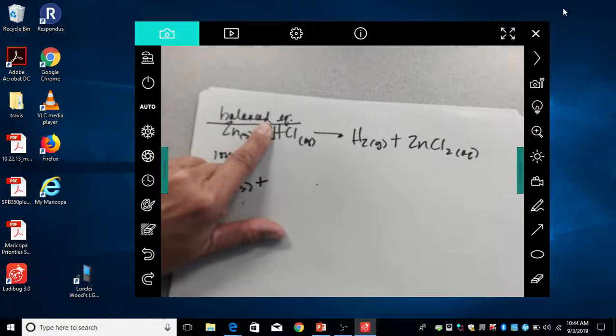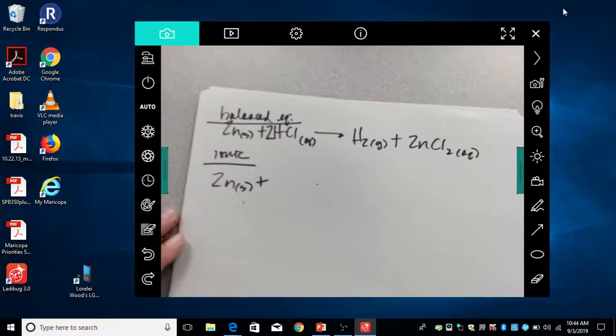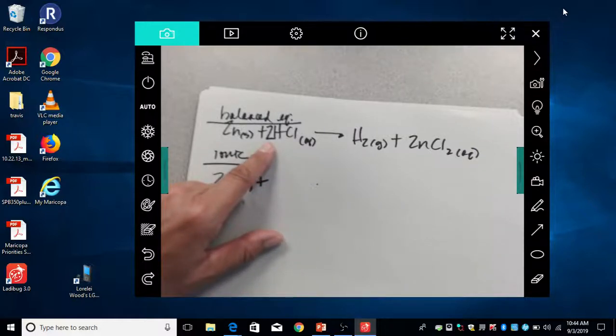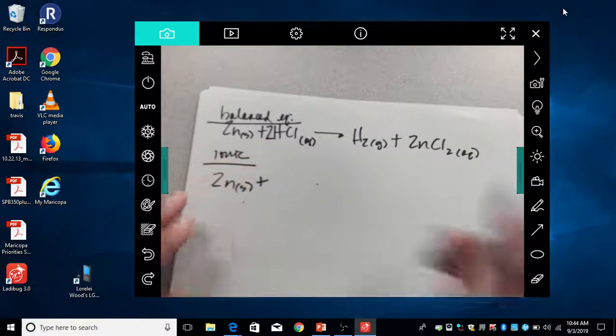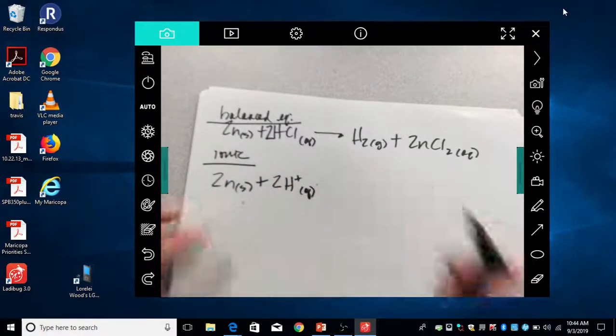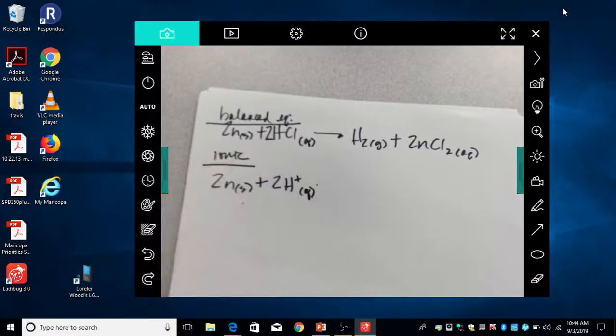I break up HCl, what am I going to get? H plus ions for sure, and what else? Cl minus ions. But if I break up 2 of those pieces, how many of those H plus ions will I get? 2. Now, this is a common error that students make, is they think, oh, H always has to be H2.